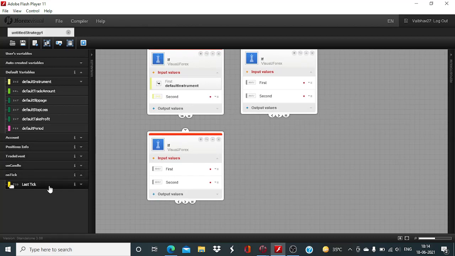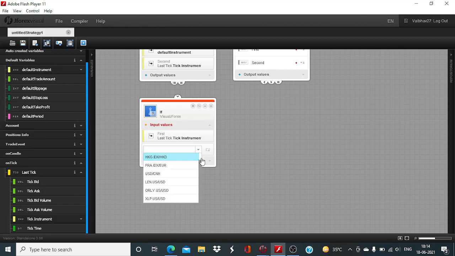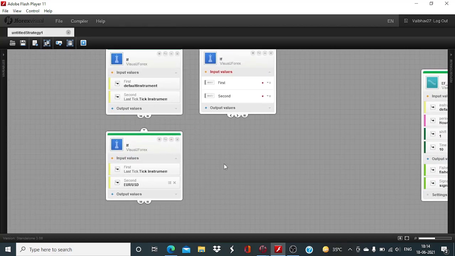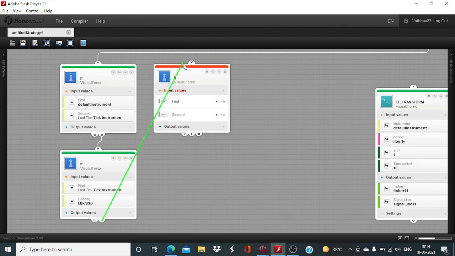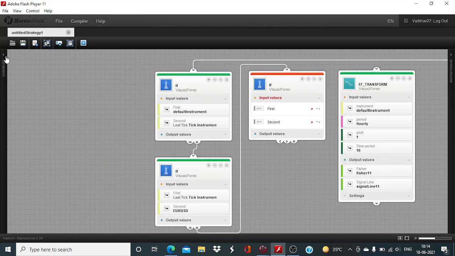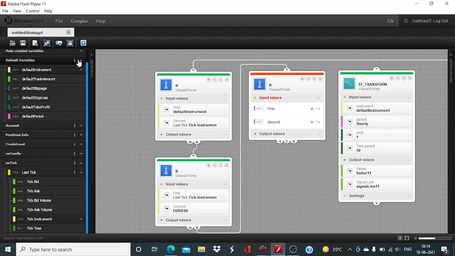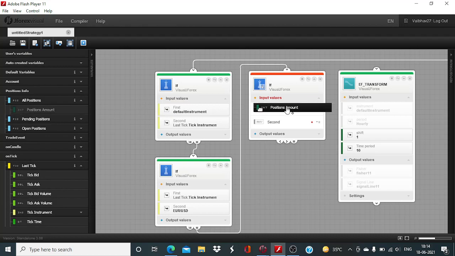On tick, last tick, instrument should match the default instrument, and tick instrument should match the instrument of choice, which is EUR/USD. Okay, so first input equals second input, and here also first input equals second input. After that, we also consider the position amount. All position amount should be 0.